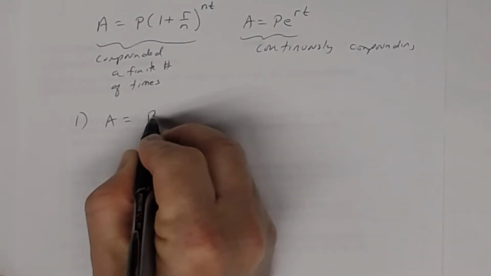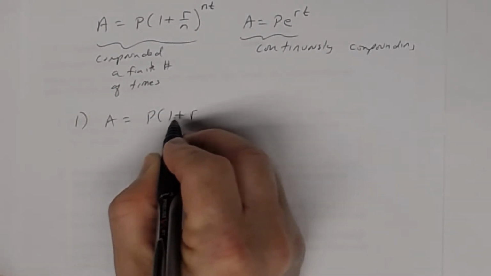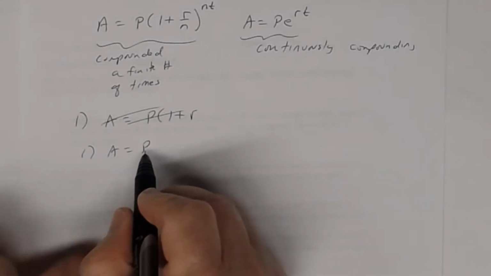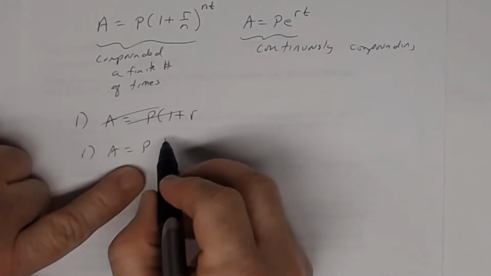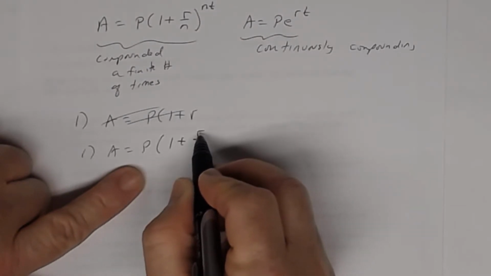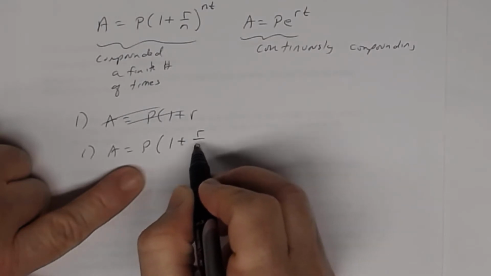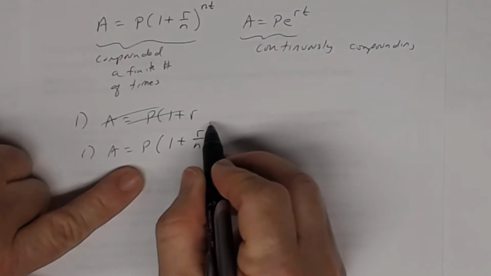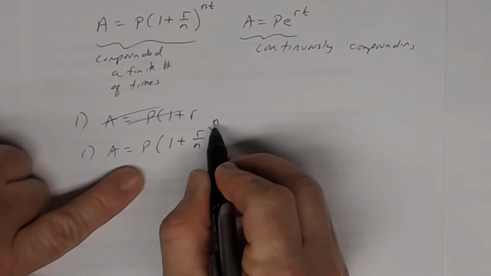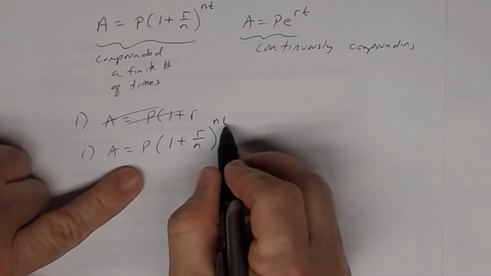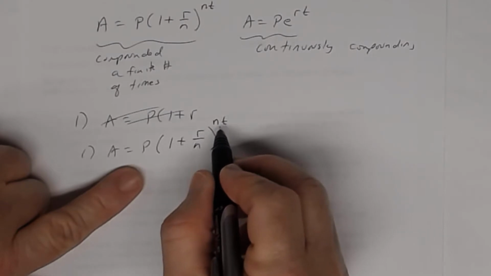So number one, I'm going to write out this formula. A equals P times 1 plus R divided by N. Remember, the P stands for the principal, the amount you're investing. R is the interest rate. N is the number of times it's being compounded per year. And all that's raised to an exponent, and that exponent is the product of N, the number of times it's being compounded per year, times the time, the number of years.